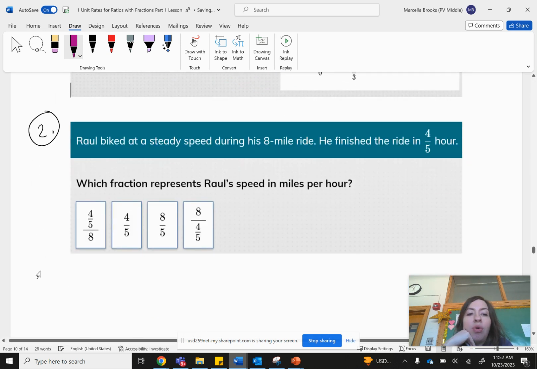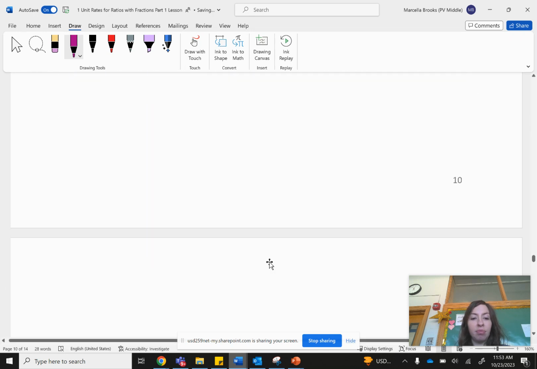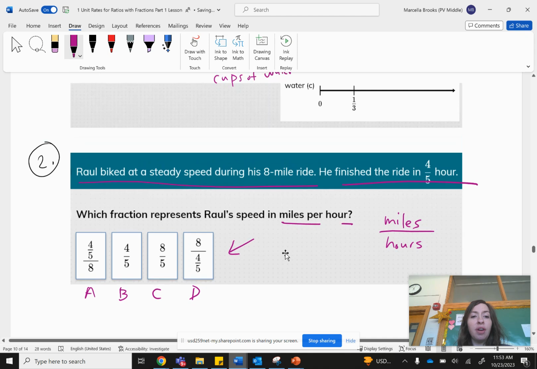Number 2, Raul biked at a steady speed during his 8-mile ride. He finished the ride in 4/5 an hour. We want to know miles per hour. So that's going to be miles on top, hours on bottom. So read up here to find out how many miles did he go and how many hours. And then you're going to identify over here which one of these matches that rate that you wrote down. You don't even have to solve. It just wants you to tell me which fraction represents his speed in miles per hour.